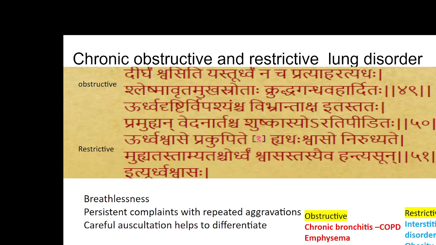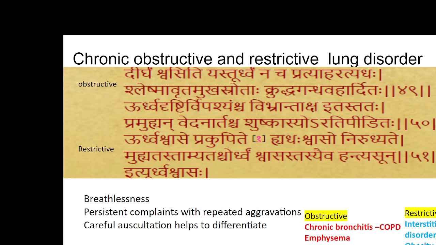basic issue. Now these kinds of obstructive and restrictive components of a chronic lung pathology are described very clearly in Charaka Samhita in the context of the Shwasavyati. Dirgham Shwasati Yastu Urdham Na Pratyahara Vyadaha Shleshmavadamukha Krudda Gandhavaharnitaha Urdhva Drishti Vipashimsya Vibhranta Shaitasthadaha. That's the typical presentation of obstruction, where the Shleshmavadamukha, the srotas or the passages, are obstructed, and hence the Gandhavaha, that's the air, is not able to enter in.